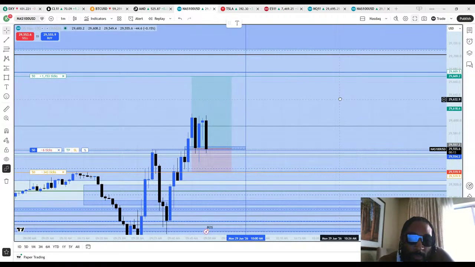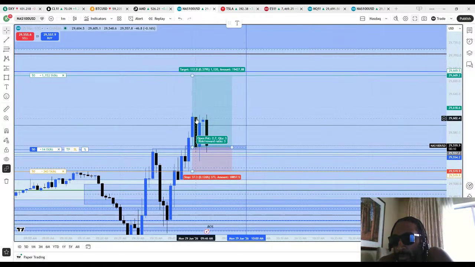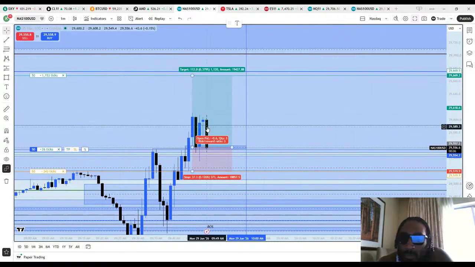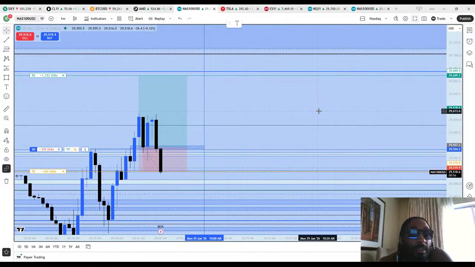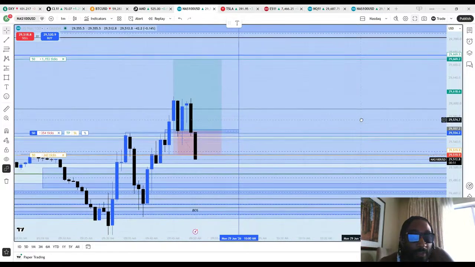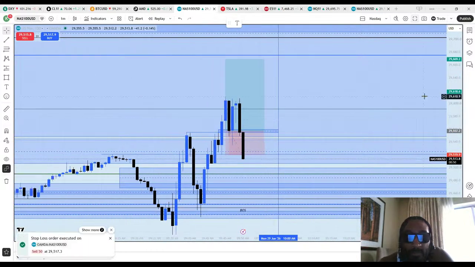So if we get a closure above, oh yeah, we got 10 seconds left on this one. So it looked like this one will have to be the new order block. If we get a closure above this down close candle, then my stop loss will be under that one. But never mind. We can scrap that whole idea.